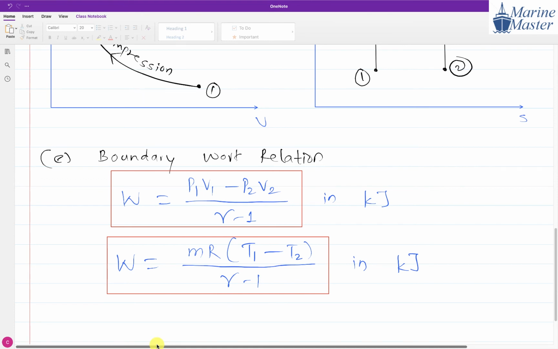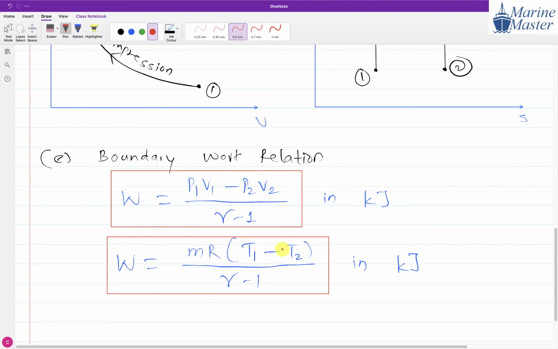So in this case, what are T1 and T2 that we are taking? If we are doing a numerical, T1 will always be the higher temperature, correct? If it is expansion, T1 higher, T2 lower. In case of compression, the reverse will be there. No, it is not like this. Here we have to see the sign convention also. Initial minus final, that is what we have written. Suffix 1 stands for initial.